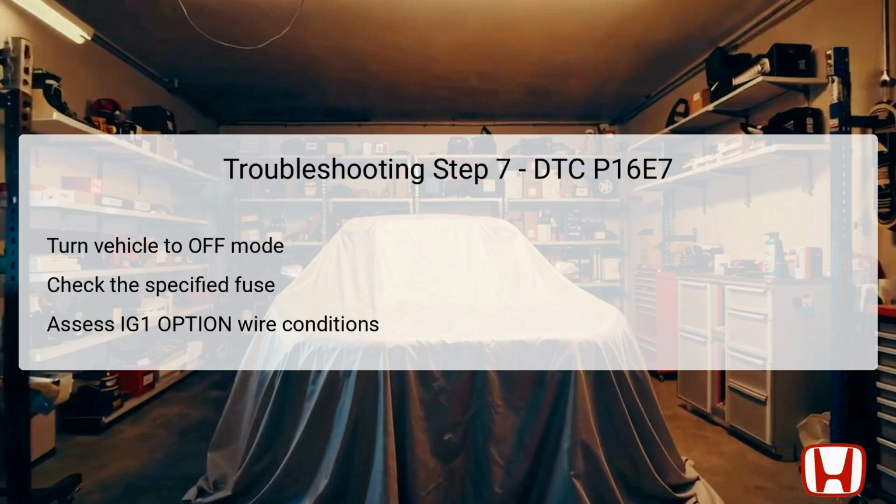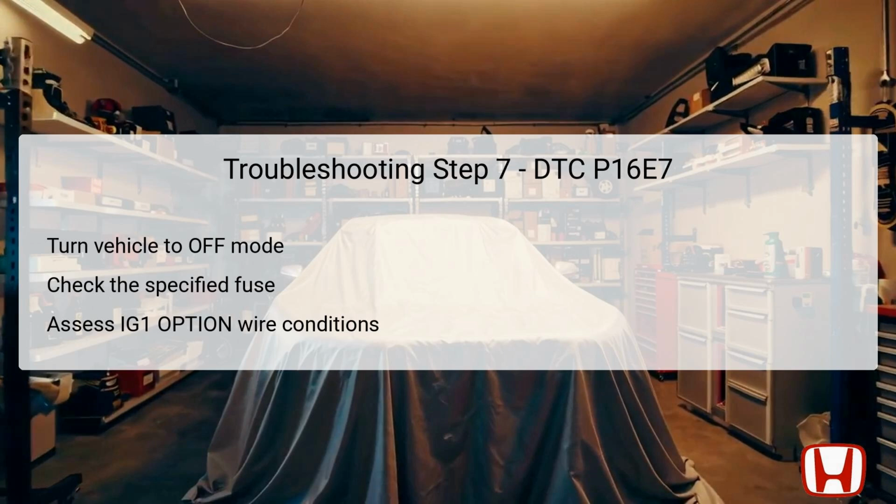Step 7 focuses on assessing the fuses and ensuring the integrity of the IG1 option wire. Start by turning the vehicle's ignition to the off-lock mode to prevent accidental shocks or shorts. Next, check the specified 10-amp fuse, located in the underdash fuse and relay box labeled number C28.